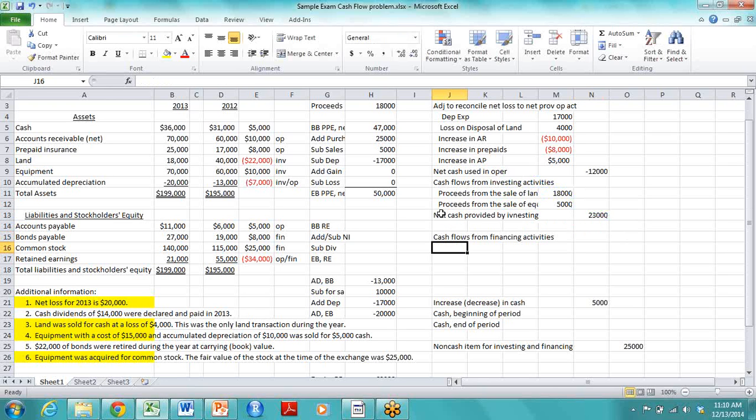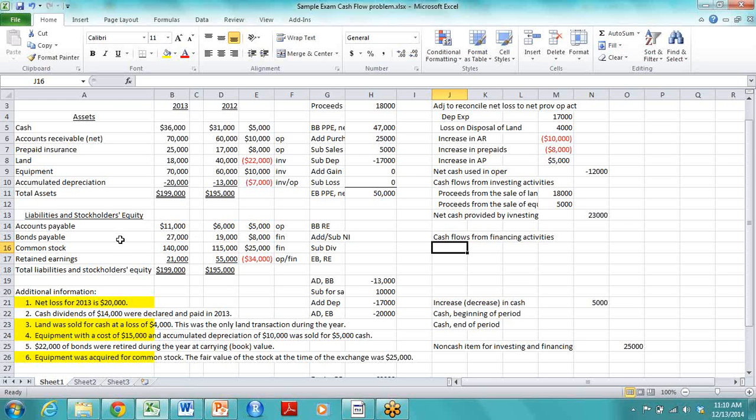So now we'll go to financing. We've got all these covered off. We've got this covered off. So now we've got bonds. And we can see that bonds have increased by $8,000. So I would think that we must have had an issuance of bonds if bonds have gone up. So bonds have gone up by $8,000.